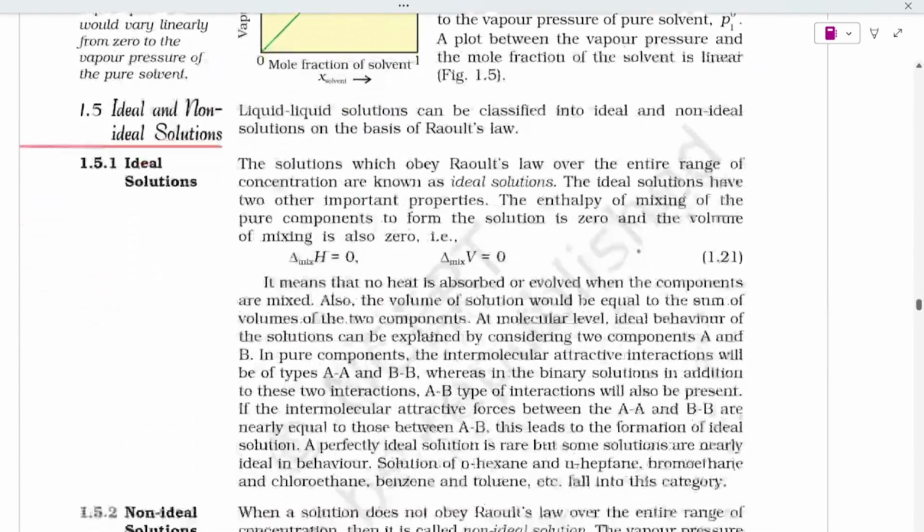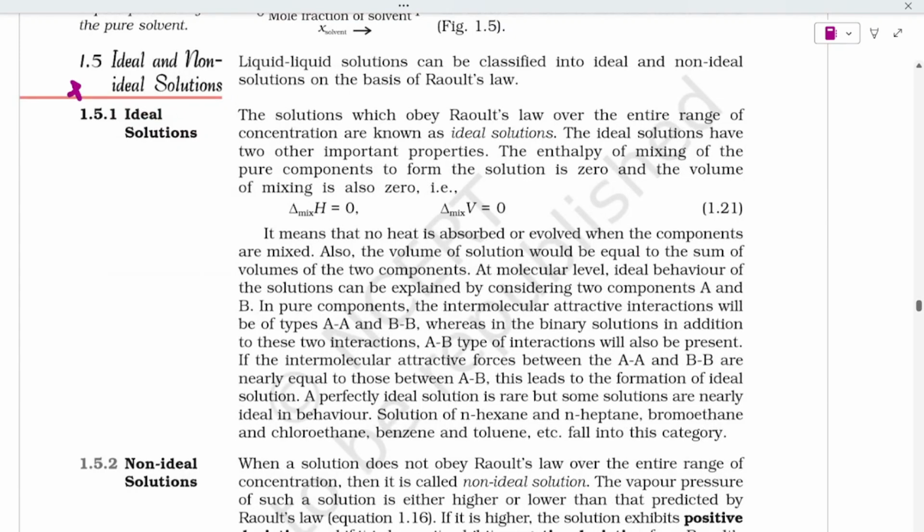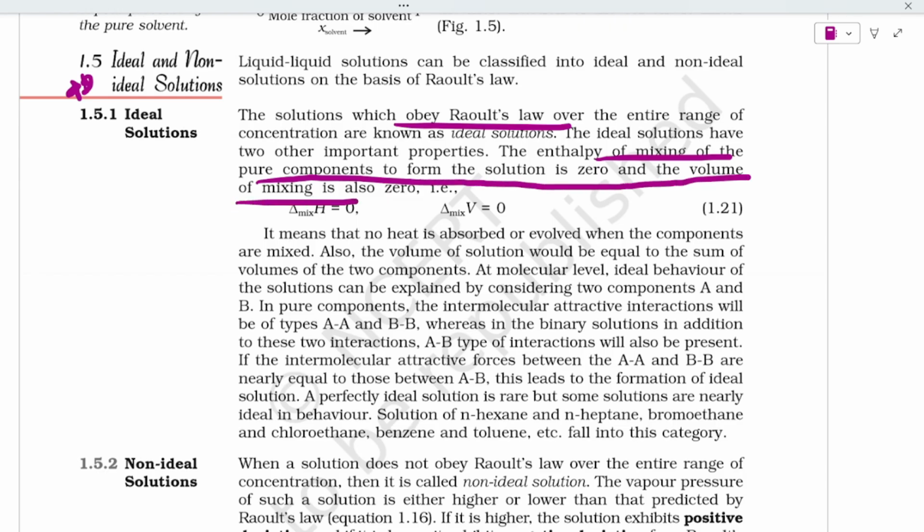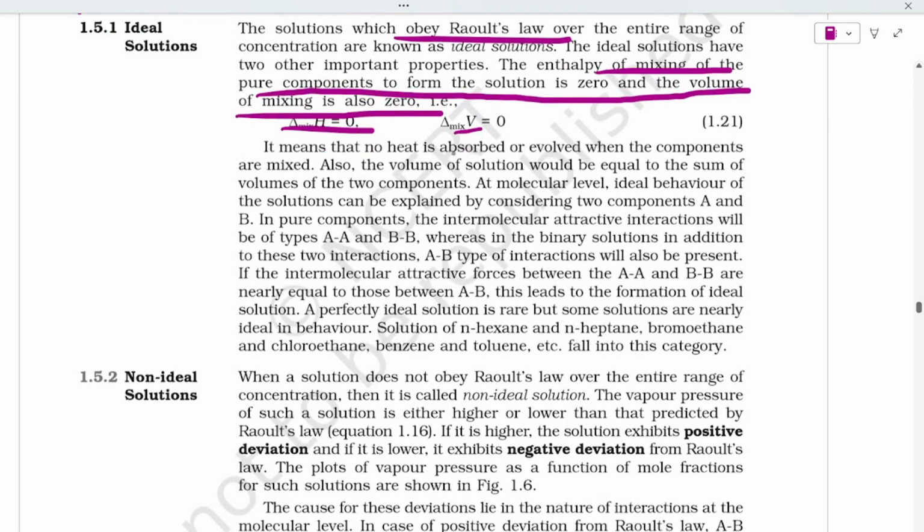Now, another important question they will ask is the difference between ideal and non-ideal solutions. Ideal solutions are those that obey Raoult's law, and they have two other properties: the enthalpy of mixing of the pure components to form the solution is 0, and the volume of mixing is also 0. Delta mix H is equal to 0 and delta mix V is also 0. That means no heat is absorbed or evolved when the components are mixed.